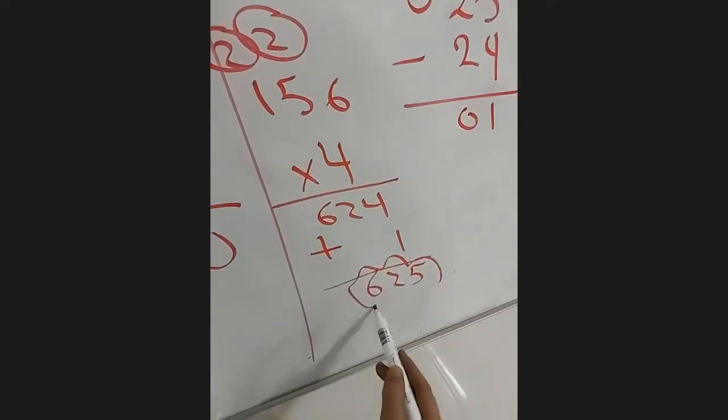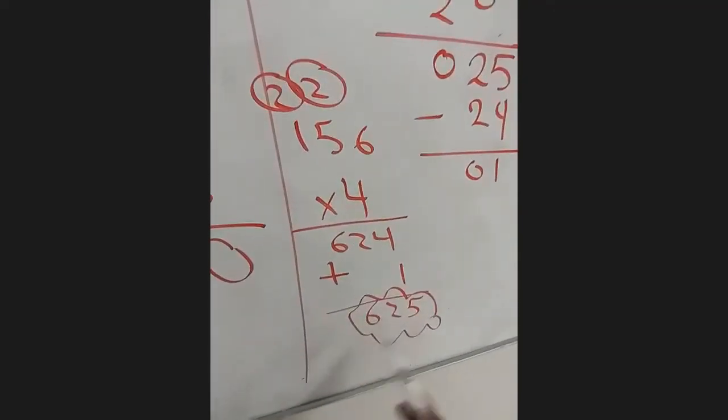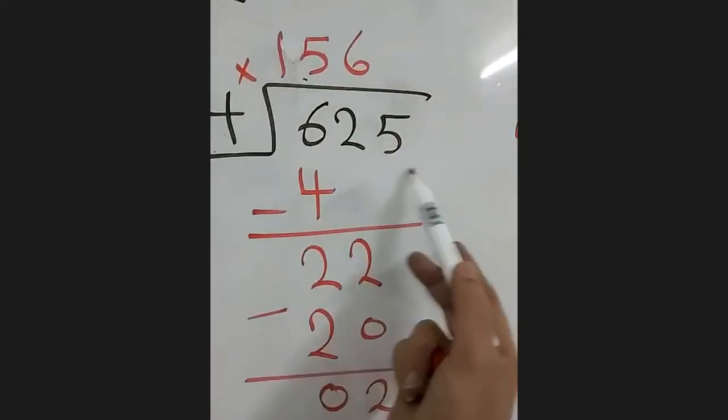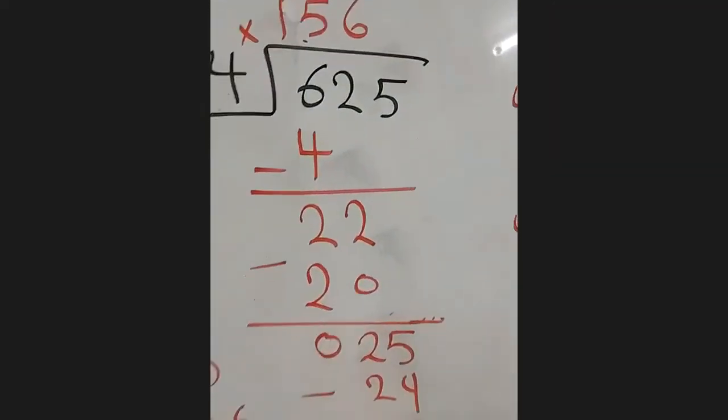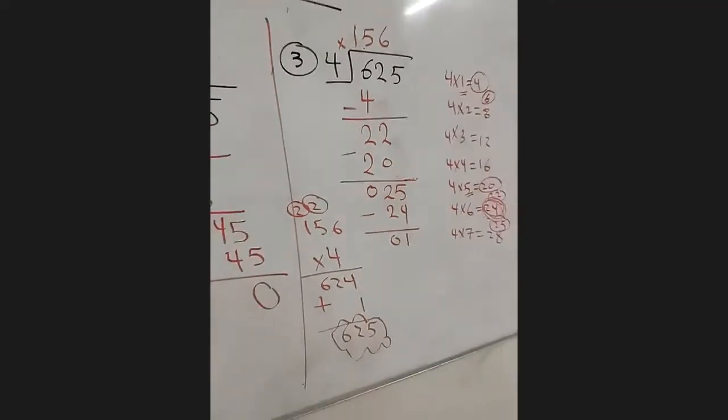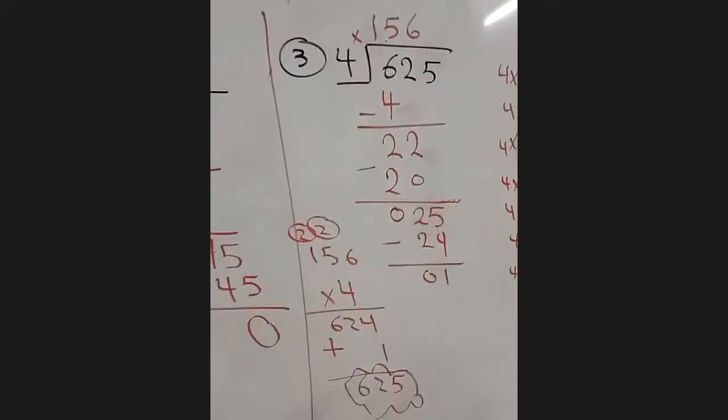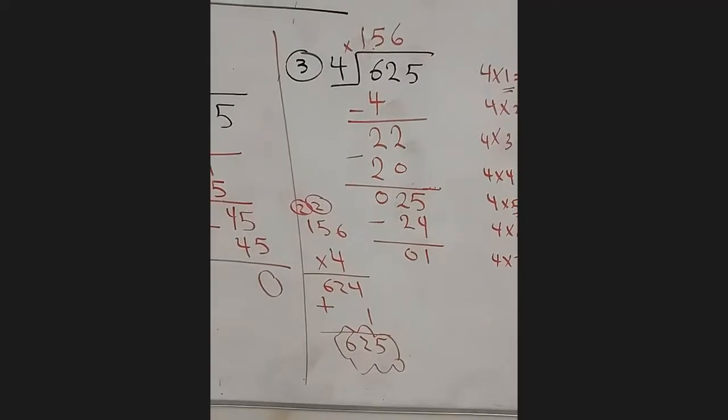So our final answer here is 625, and the dividend is 625 also. So my answer is correct. So this is question 3, guys. Do it.